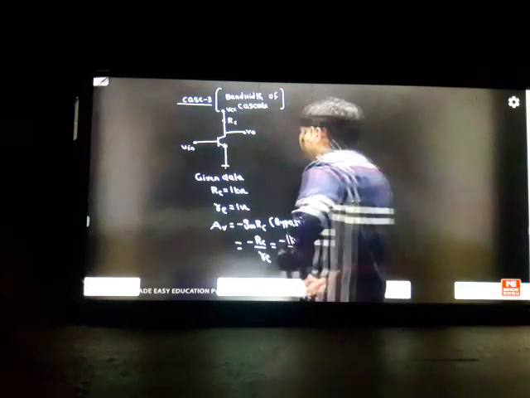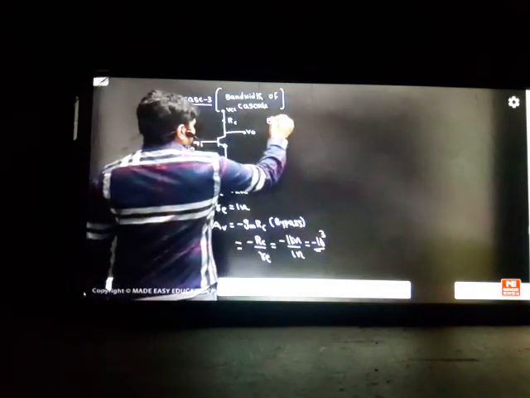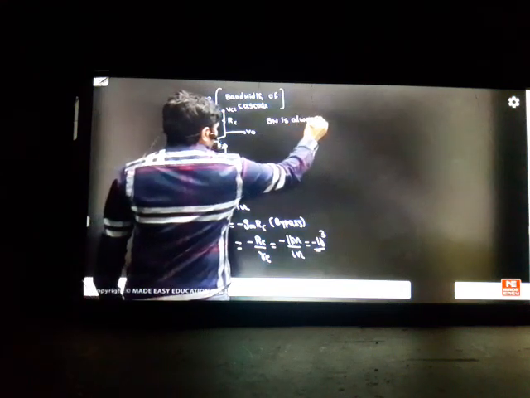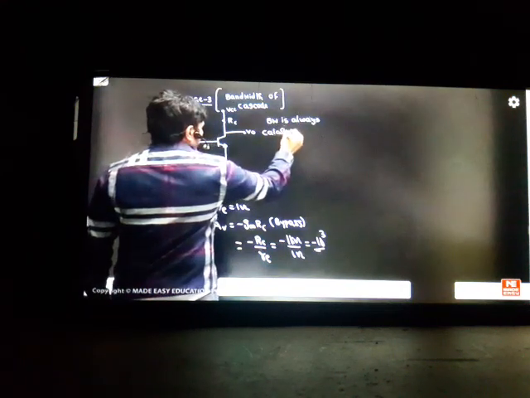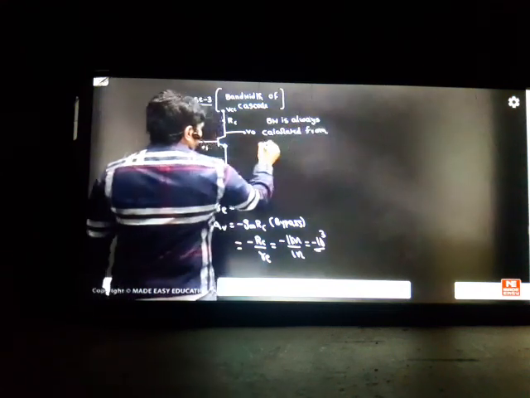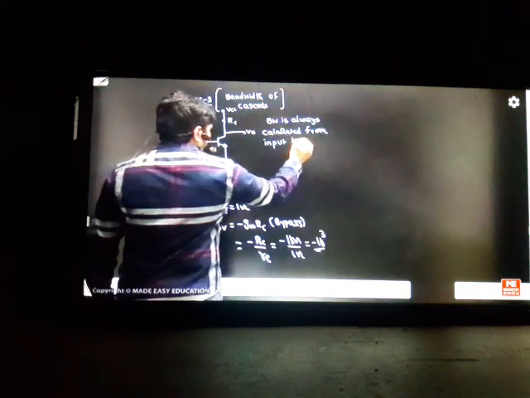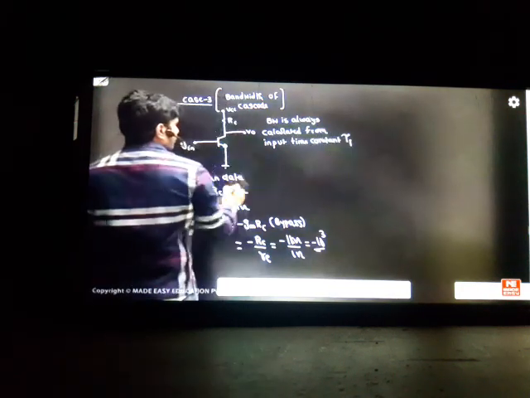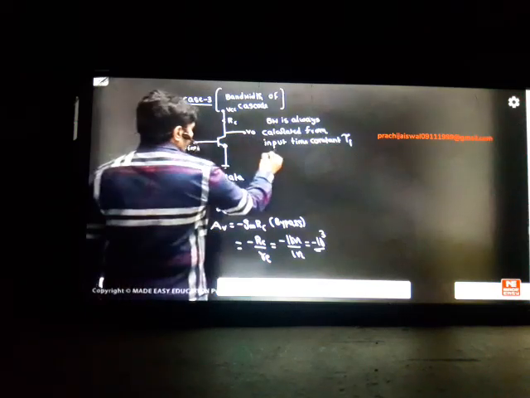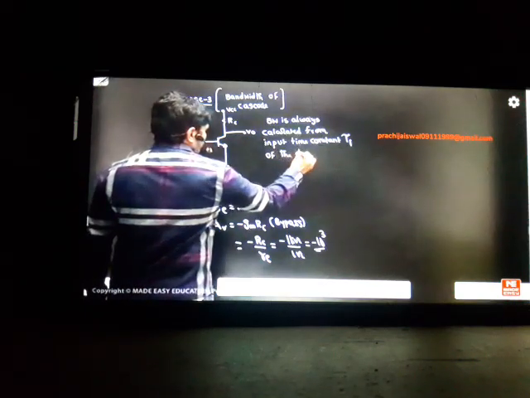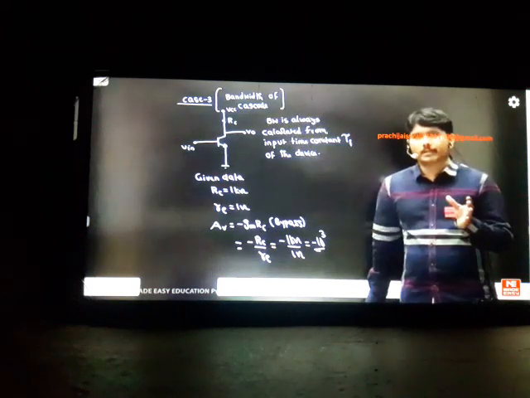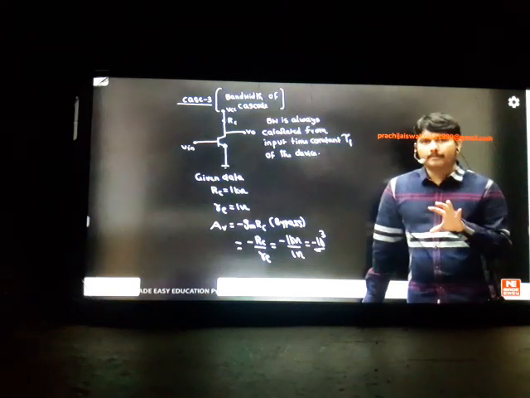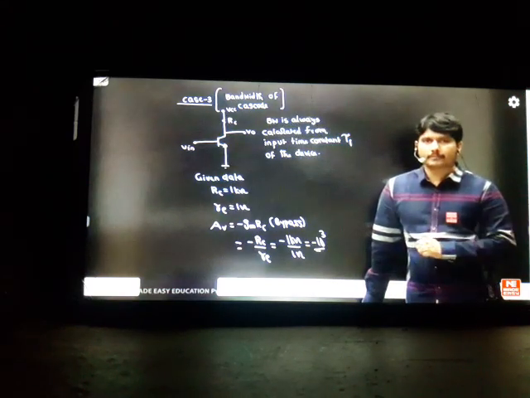If I want to teach bandwidth, what I have to do is: bandwidth is always calculated from the input time constant of the device, tau i. So always remember, you will have an input time constant and an output time constant also. But the output time constant is very negligible compared to the input time constant. That's why in any problem, if you ask me the bandwidth, I'll investigate the input time constant. That is rule number 1.